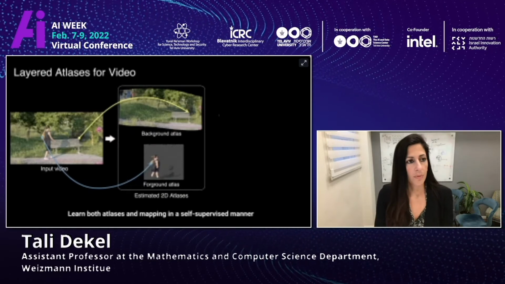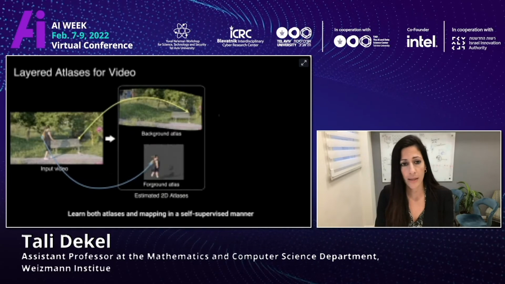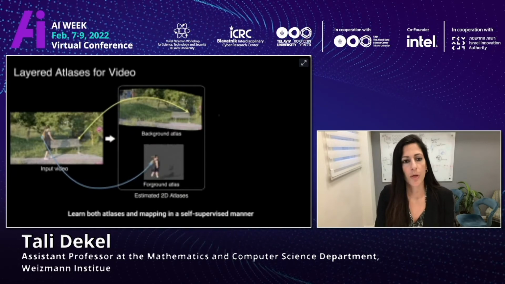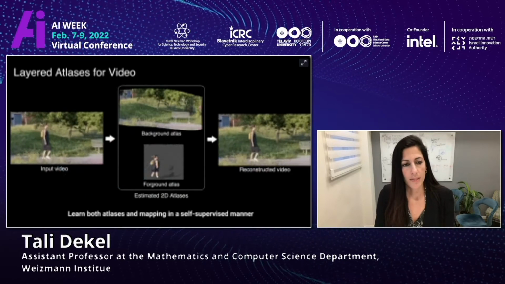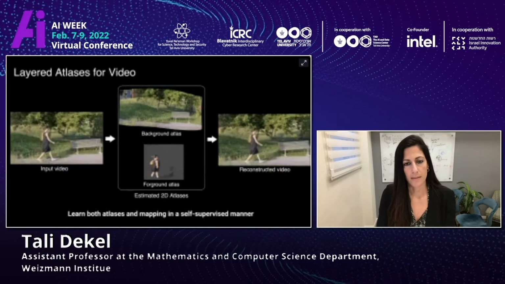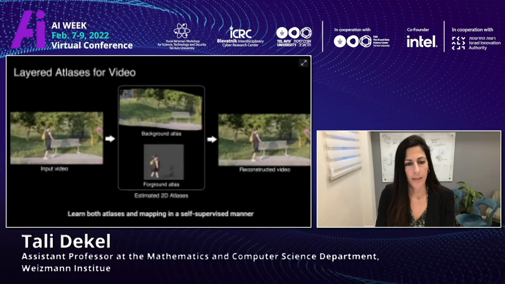So where can we get supervision? One powerful supervision signal that we have for free is a reconstruction loss. So we want to be able to reconstruct the original video from this representation, from the mapping and the atlases. So I'm going to tell you a bit in more detail about how it works.